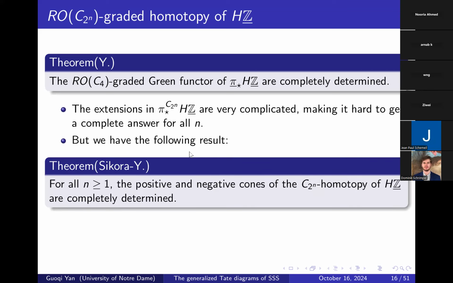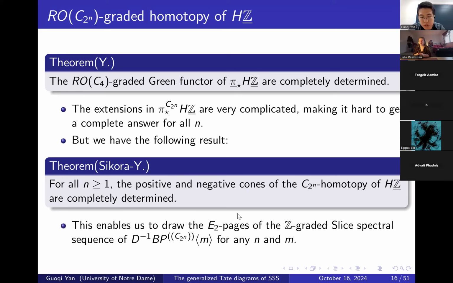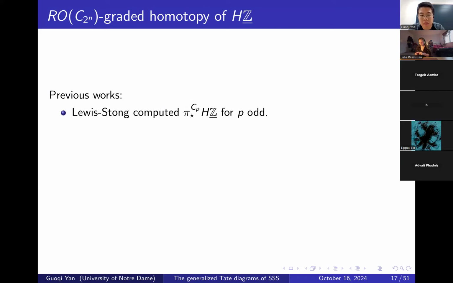With Sikora, we computed the positive and the negative cones of the C_{2^N}-equivariant homotopy of HZ. These positive and negative cones will give us the E2 page of the Z-graded slice spectral sequence at least. So if we only care about the Z-graded spectral sequence, then this result will tell us how to draw the spectral sequence for C_{2^N}.